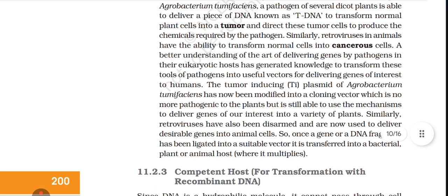Similarly, to deliver genes of our interest into a variety of plants, similarly, did I say it twice? Sorry guys.